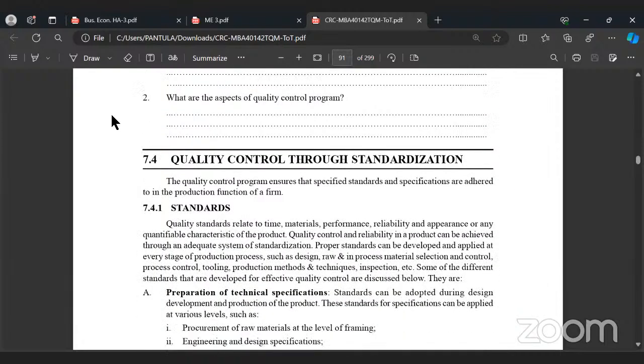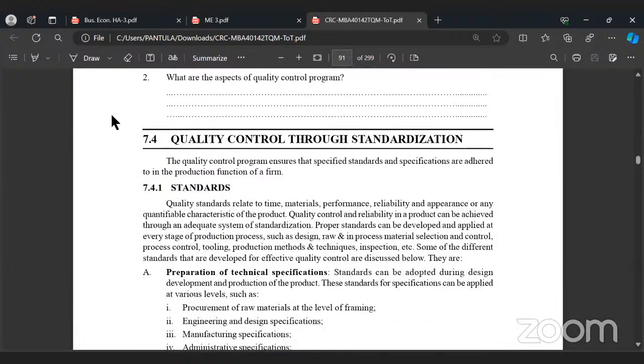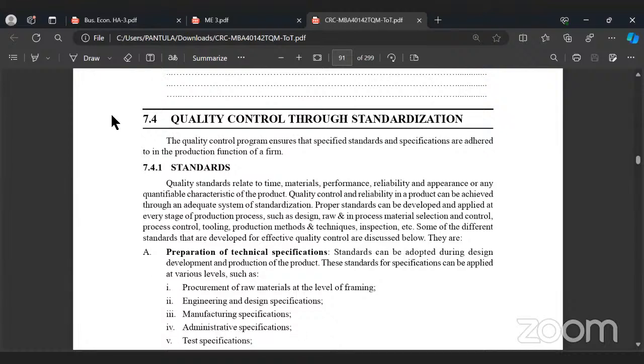So these are the things. And quality control through standardization. What is meant by standardization? Anybody knows standardization?